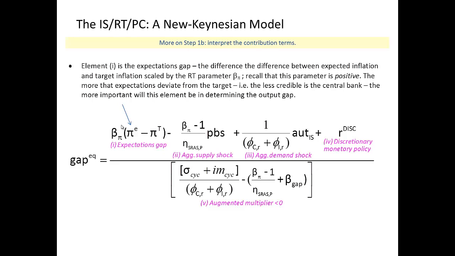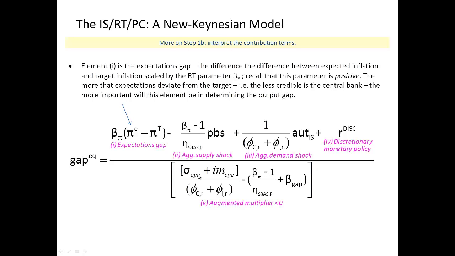So you'll notice here that this guy is positive. The beta pi, we already said that. This whole term is negative. So a positive over a negative is a negative, and that tells us, therefore, that when the expectations gap is positive, the gap goes down. Why? Because the central bank responds by raising interest rates and squeezing out demand in order to show that it's a serious central bank.